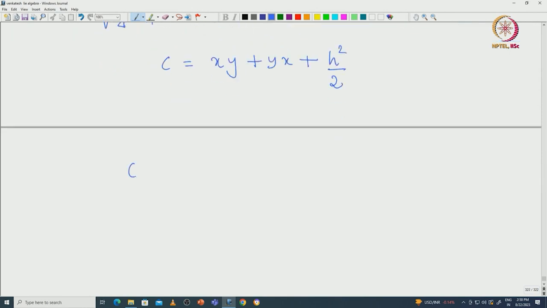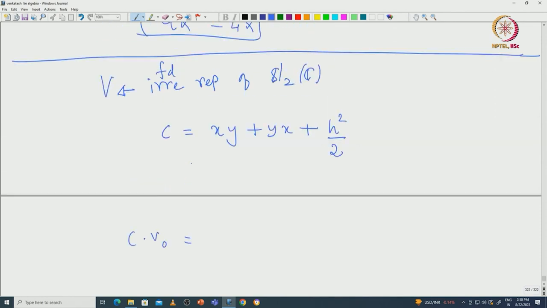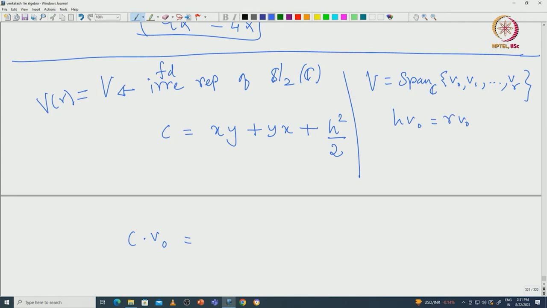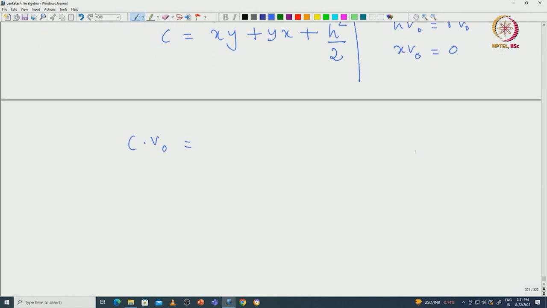So now you just apply it on v0 and then see what happens. So recall, what is that v0? V is the span of v0, v1, etcetera, vr, okay, if this is equal to V of r. So then you know that h v0 will be r v0 and then x v0 will be 0, okay. So using that you can actually calculate what is c v0. You can see that c v0 is equal to xy v0 plus yx v0 plus h squared by 2 v0.